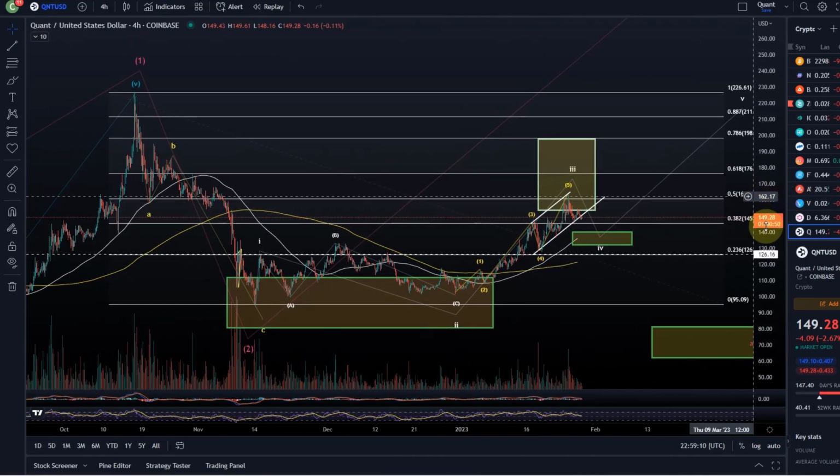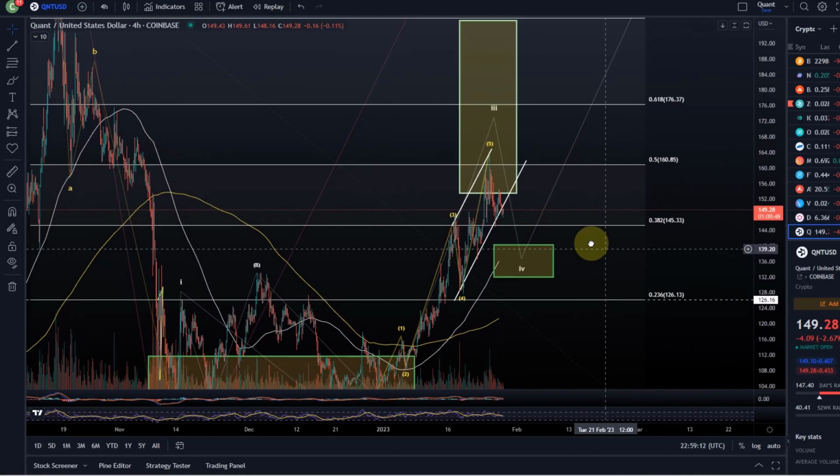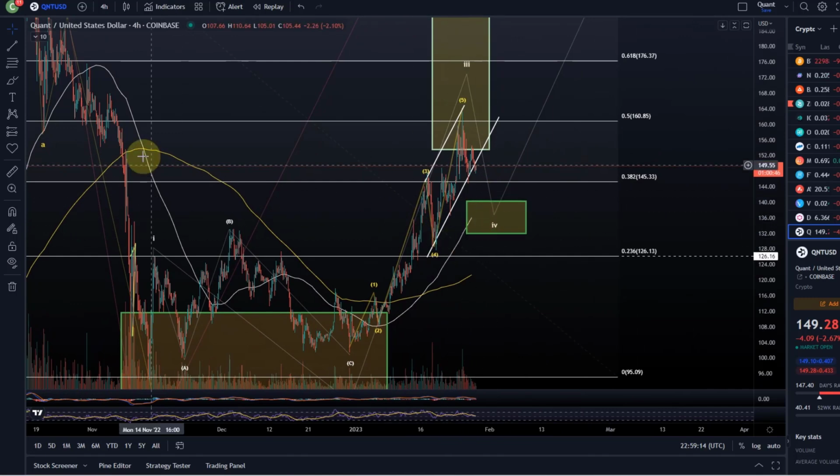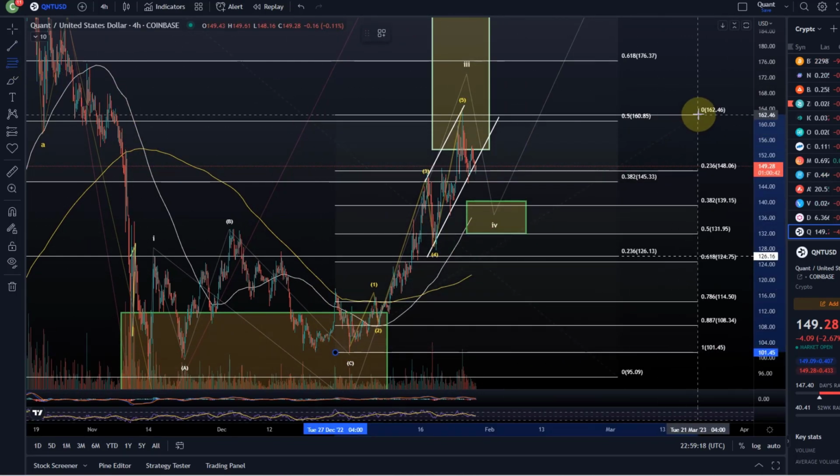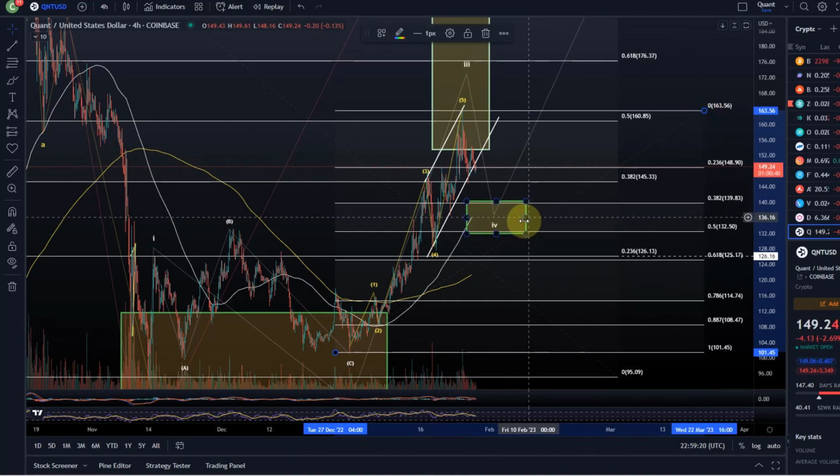The condition for that is that we are now holding this little support area here, so that we are holding the green support box relevant for a wave 4. If I'm now drawing the Fibonacci retracements just for the third wave, you can see that this box is defined between the 38.2 Fib at about $140 and the 50% Fib level at 132.50.